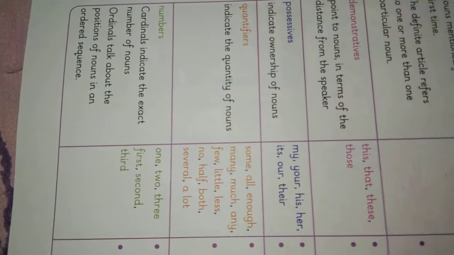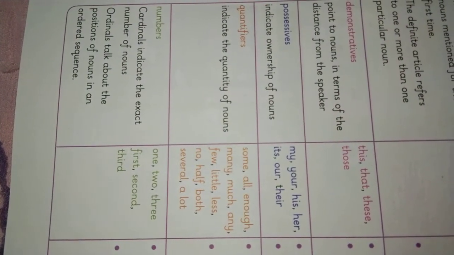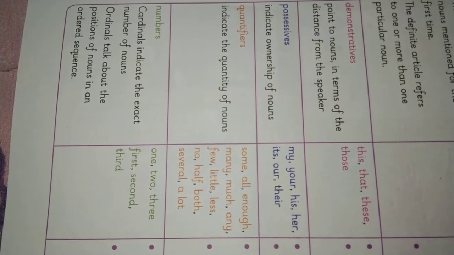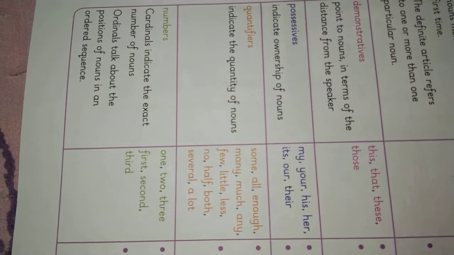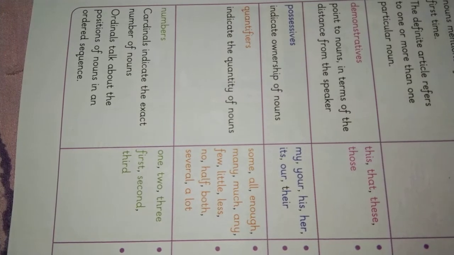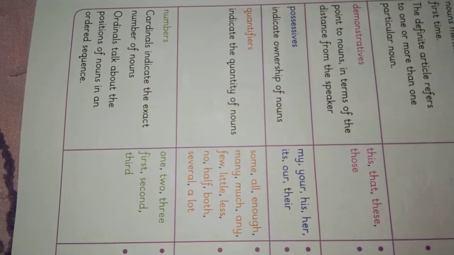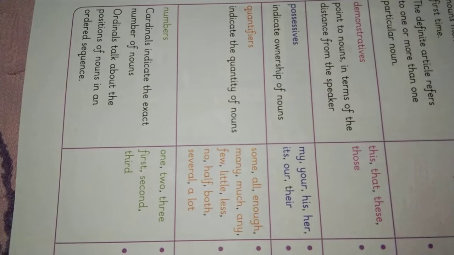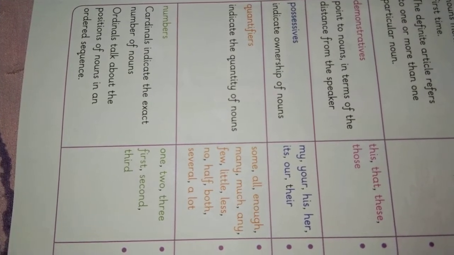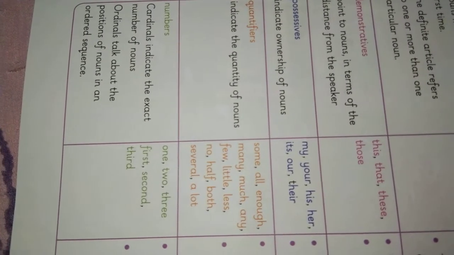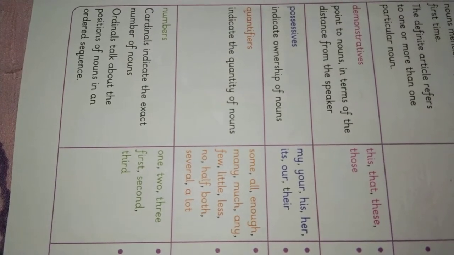The next type of determiners is numbers, simply numbers. There are cardinals, which indicate the exact number of nouns, like 1, 2, 3, 4. The second type is ordinals. Ordinals are those which talk about the positions of nouns in an ordered sequence: first, second, third, fourth, fifth, like that.